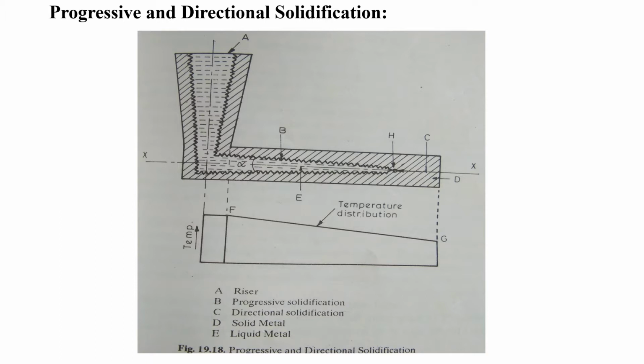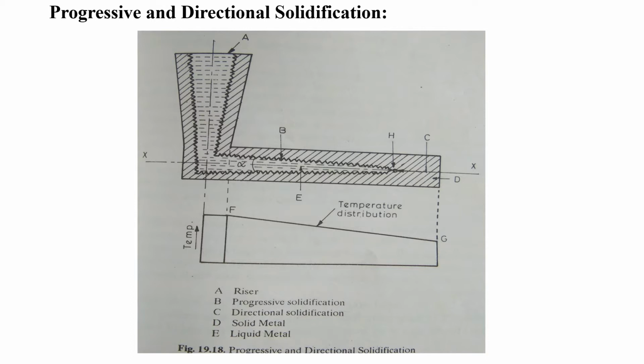Point D, this is X, this is Y, with the center line of this one. Point D is the solid metal. Point F is the liquid metal, which has not yet converted into solid. So this is progressive and directional solidification of the liquid metal.